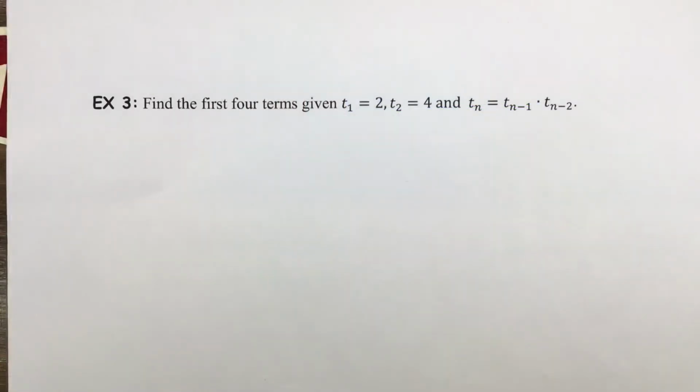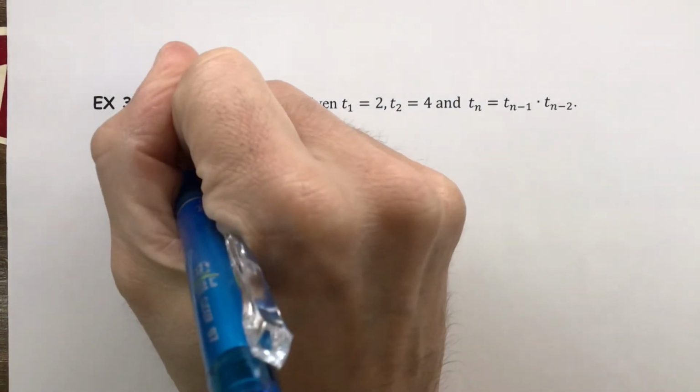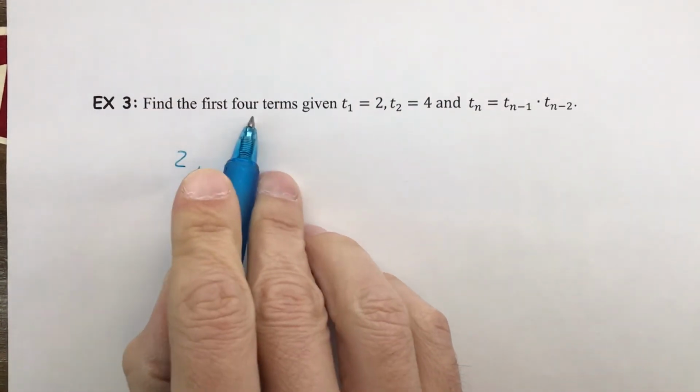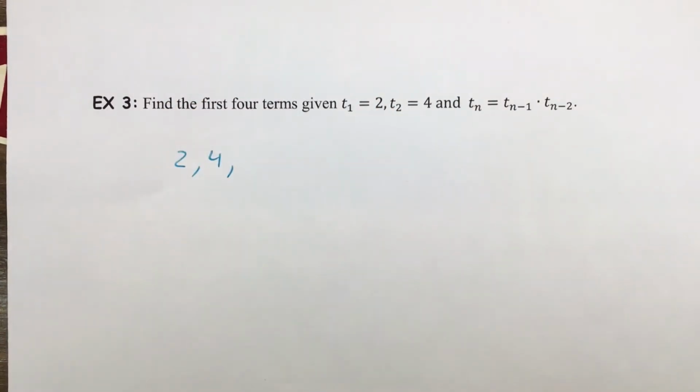For example 3, you actually get two terms to start with. You get T1, which is 2, and you get T2, which is 4. So you've already got half of what were required, first 4 terms. You've already got the 2, you've already got the 4. So we need 2 more terms. So what is the reason for getting 2 terms? Because in the previous problems, all you needed was that first term and being able to build off of it.